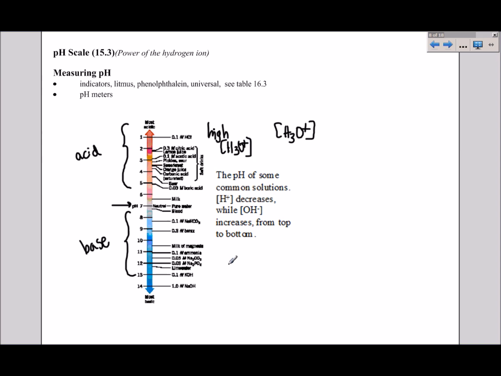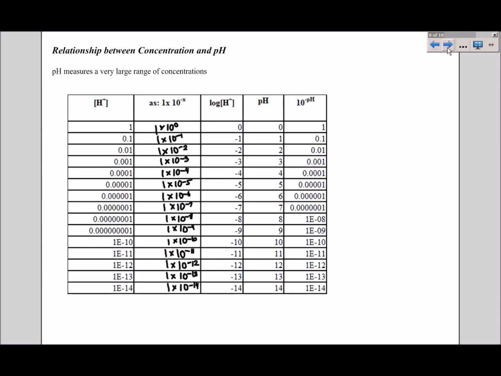Now the square brackets that I'm using are very commonly used by chemists to signify concentration. So when I put square brackets around a substance, that means the concentration of that substance. So this is saying the low concentration of H3O plus. Now because this scale is monitoring the concentration of H3O plus, what we need is a relationship between the pH and the concentration that is derived from the pH scale.